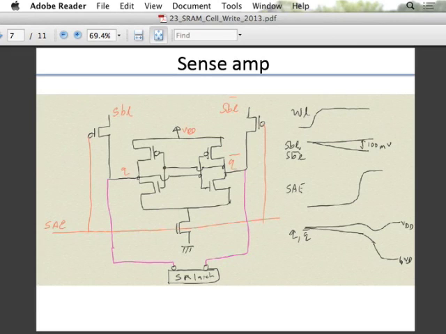Let us say in this example Q was lower than Q bar by 100 millivolts. SenseAmp enable is low and about to turn high. SenseAmp enable is about to turn on. Now, what is this voltage X? What voltage value will that be?